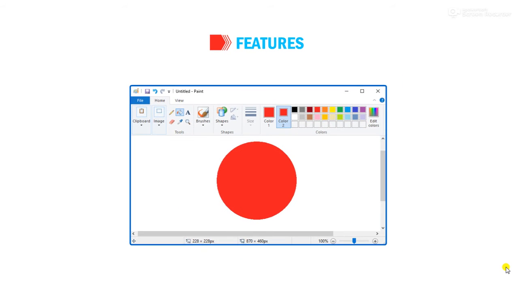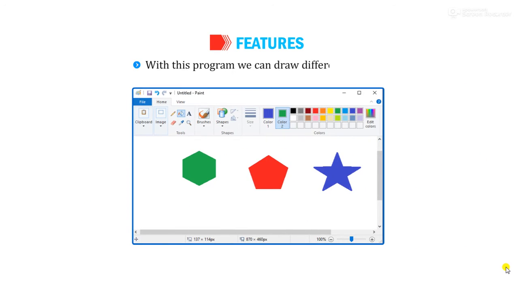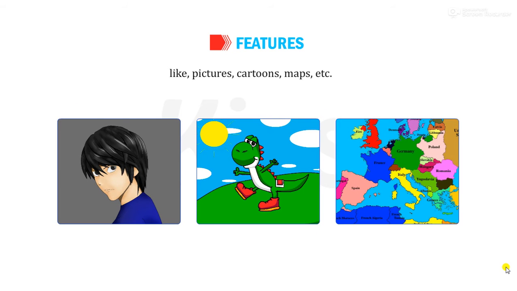Let us understand the features of Paint. We can use Paint for creating, editing, and printing pictures. With this program, we can draw different objects like pictures, cartoons, maps, etc. We can also use Paint to view and edit scanned pictures.